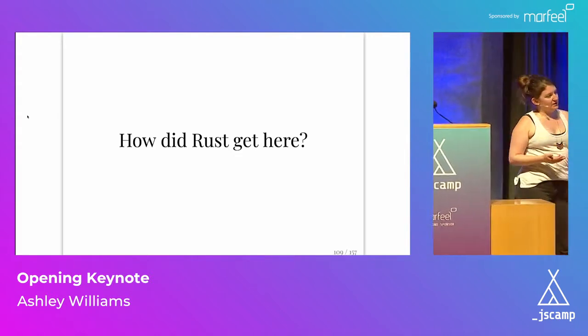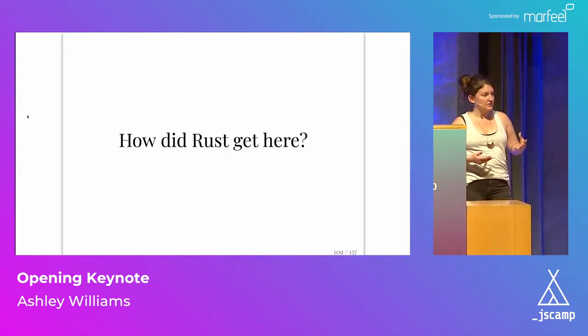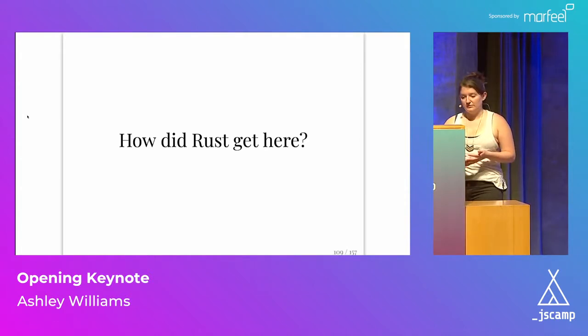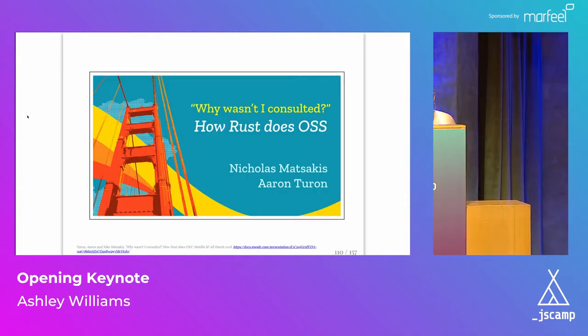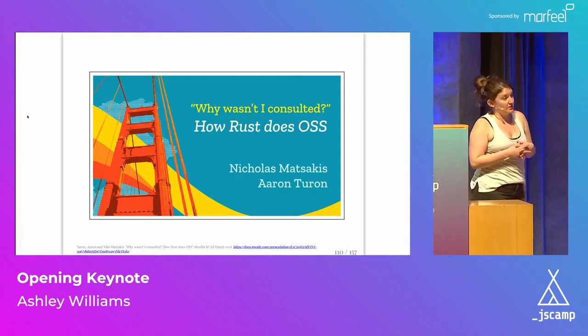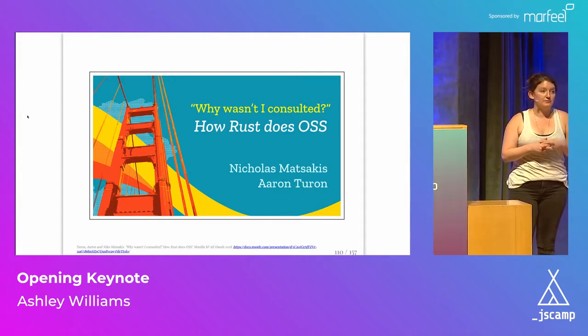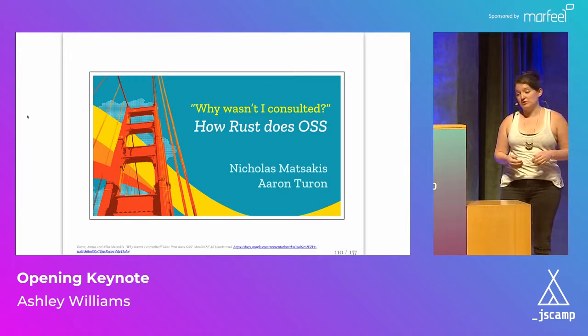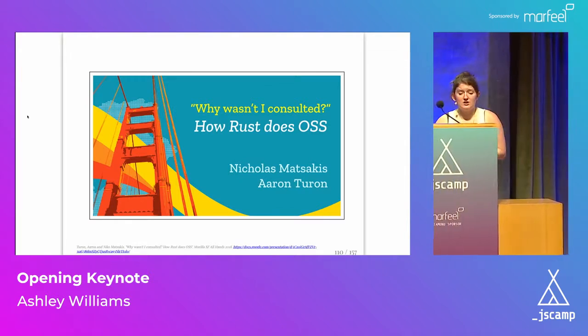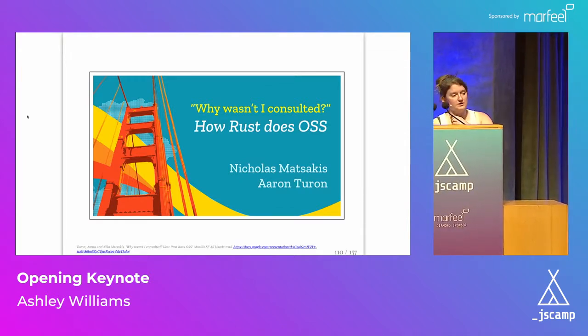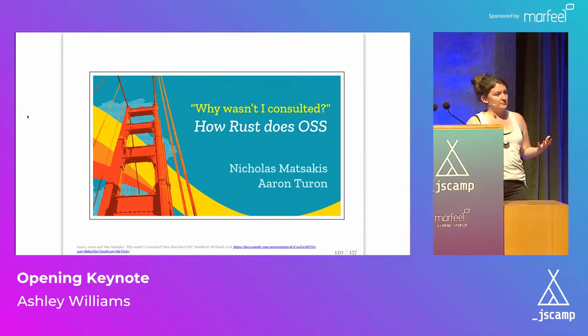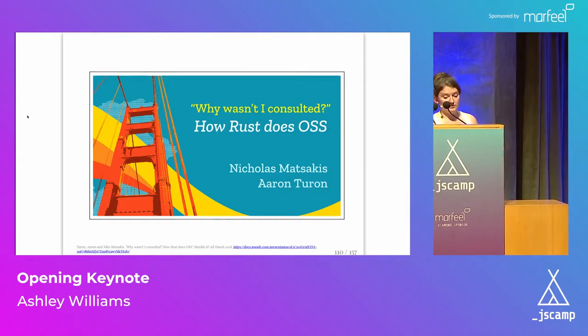So how did Rust get to a place where it has a pretty awesome developer experience? This is because Rust is run as an open source project, and we have very specific goals and processes about how the language is developed. This is a talk by Niko Matsakis and Aaron Turon, who are both on the core team of Rust with me. We talk about this idea called, why wasn't I consulted?